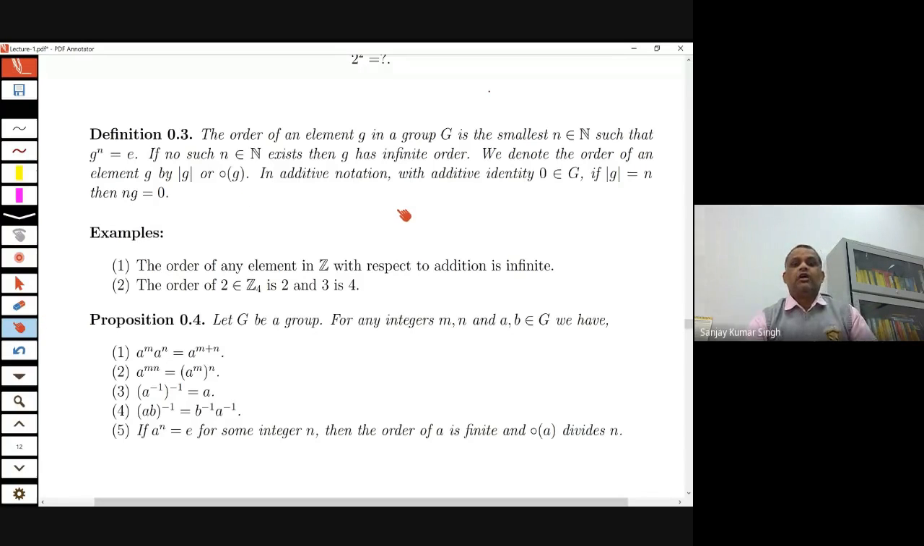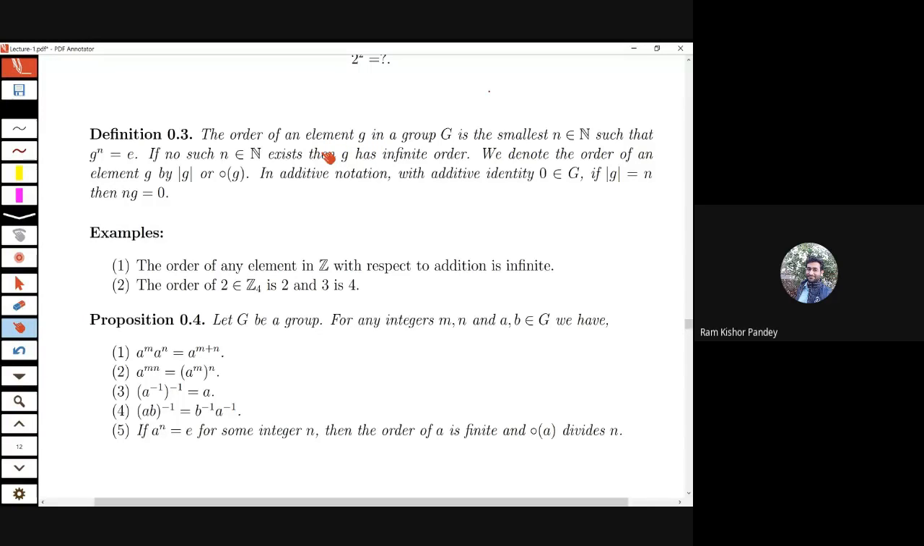Yes. The order of an element, can you see my mouse movement? Hello? Yes, sir. Yes, sir.